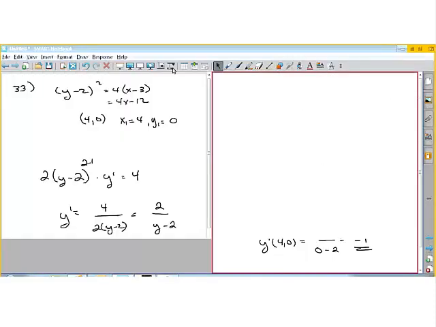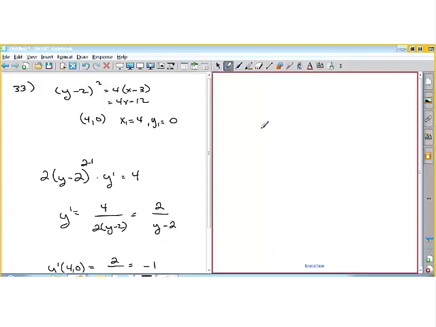Oh, wait. We haven't found the equation for the tangent line, have we? We found the slope, but we need to go one step further. So let's do that. All we do is use the point slope linear equation, which is this. We just say that m is -1, and we've already got x1 and y1, so we plug that in there. So we have y minus 0 is equal to -1 times x minus x1, which is 4. So you get y is equal to -x minus 4 plus 4.